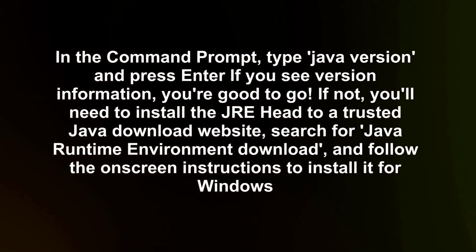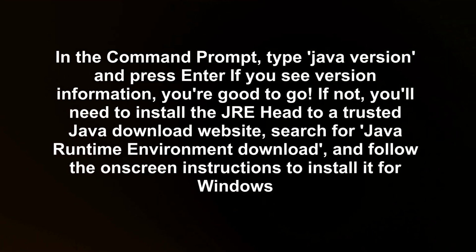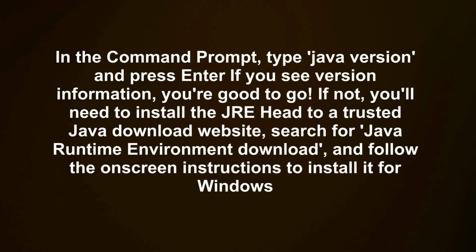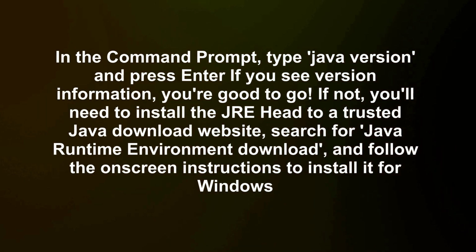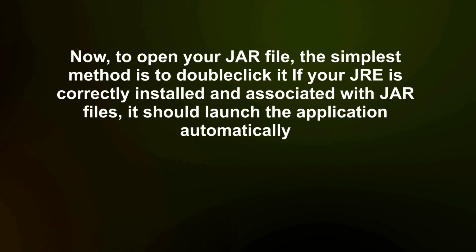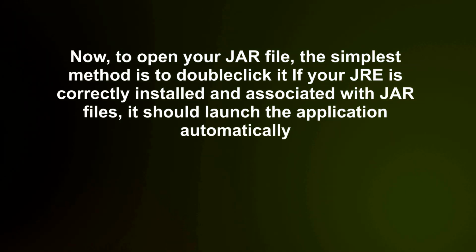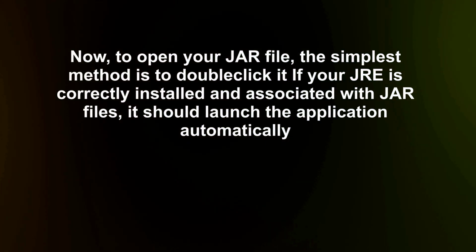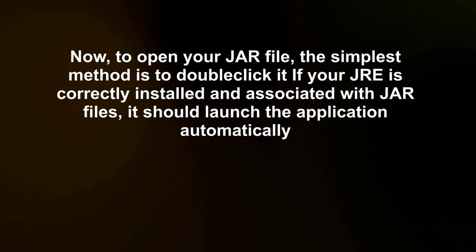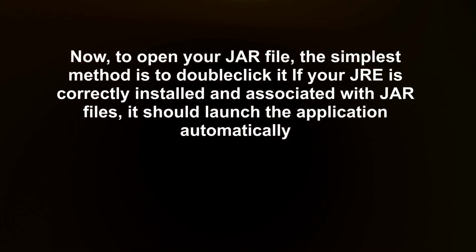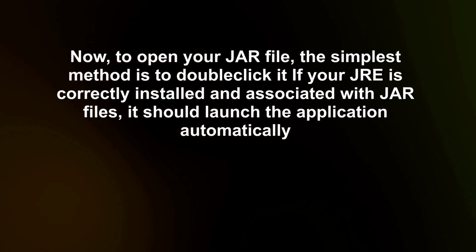Head to a trusted Java download website, search for Java Runtime Environment download, and follow the on-screen instructions to install it for Windows. Now, to open your jar file, the simplest method is to double-click it. If your JRE is correctly installed and associated with jar files, it should launch the application automatically.